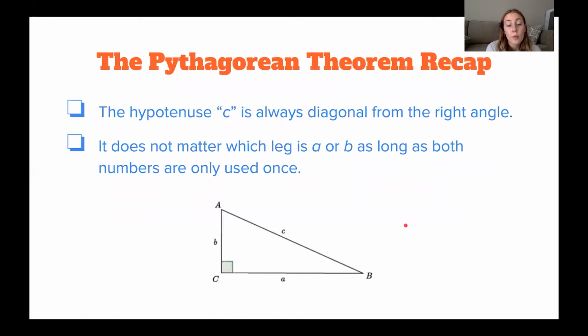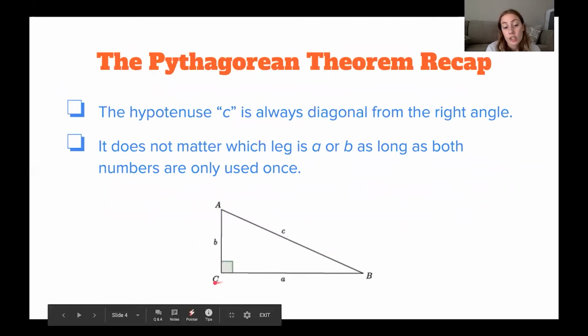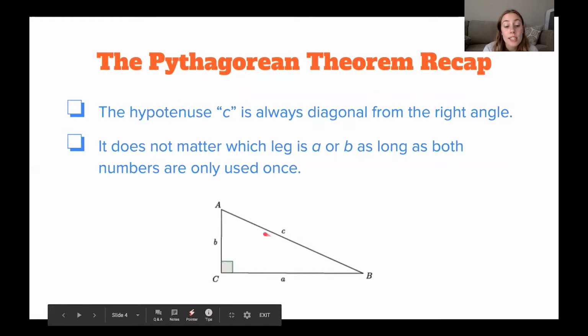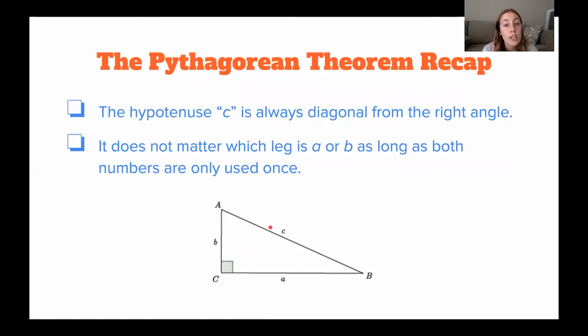So we have the same triangle here that we just looked at, A, B, and C. And we know that this C is the hypotenuse. Well, we also know that the C, this hypotenuse, is always going to be diagonal from the right angle. So we have our C right here, we have our 90-degree angle, and whatever direction the right triangle is facing, whether it's flip-flop, whether it's upside down, or just looks different than this, the hypotenuse is always going to be diagonal from the 90-degree angle. So that's an important note to take when maybe trying to determine which side is the hypotenuse.